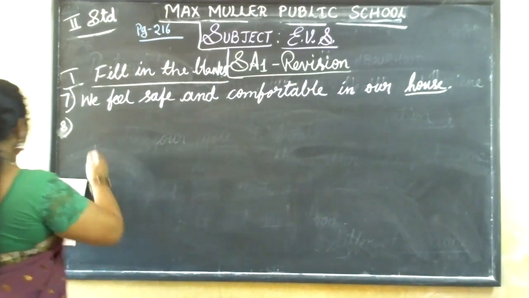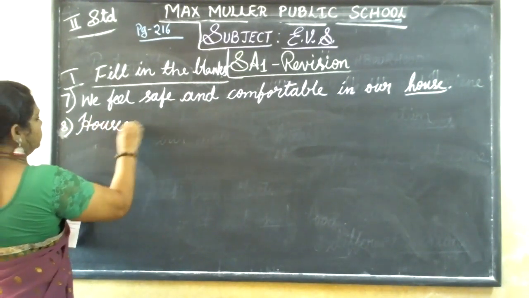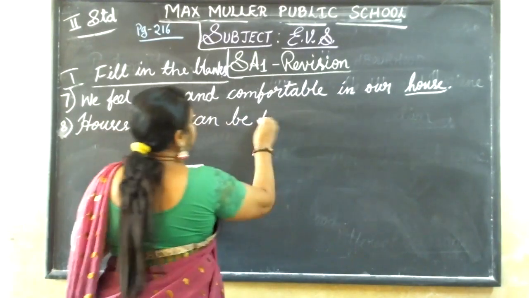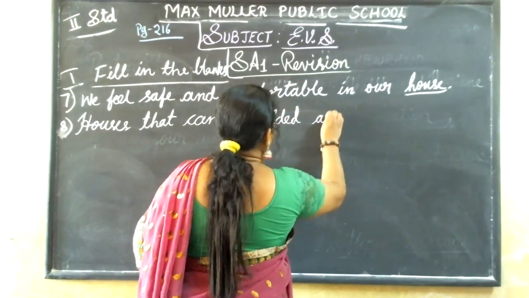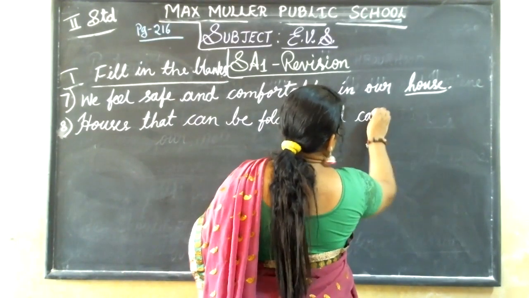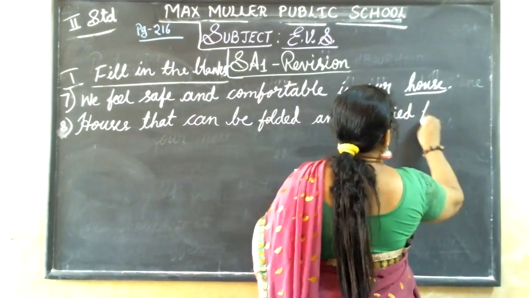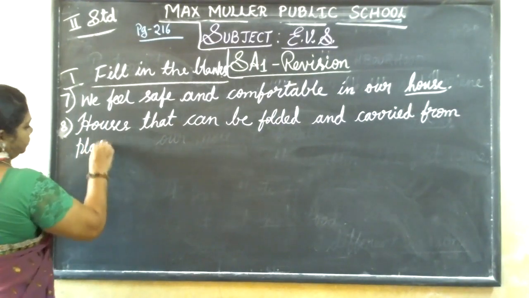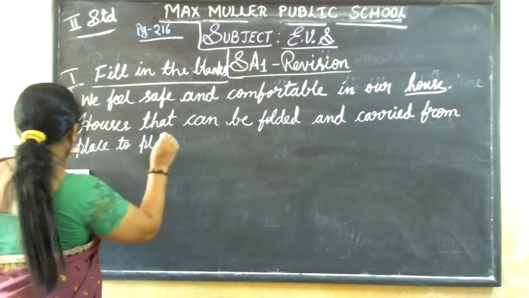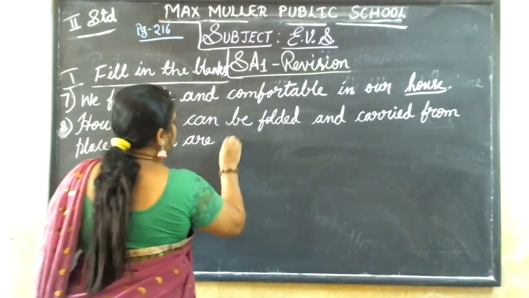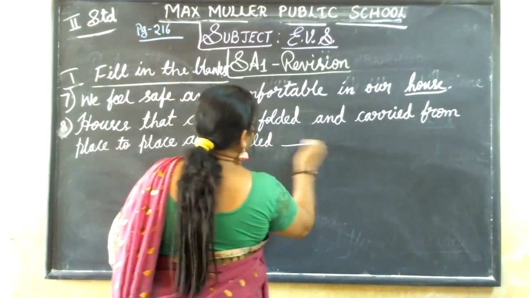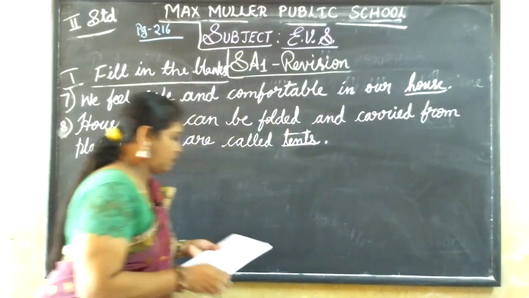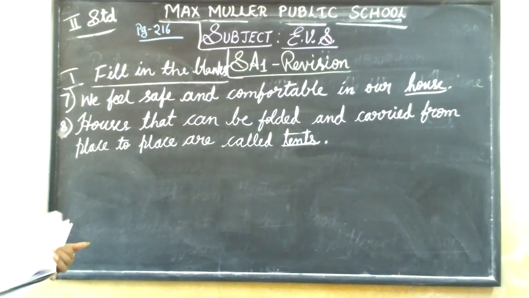Eighth one. Houses that can be folded and carried from place to place are called dash tents. Okay.